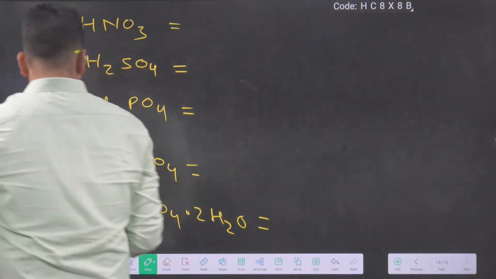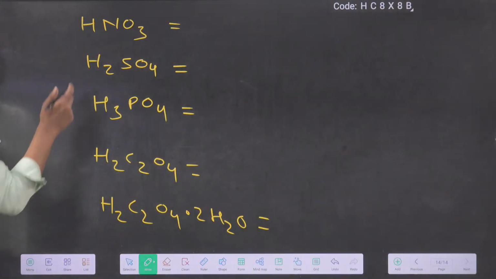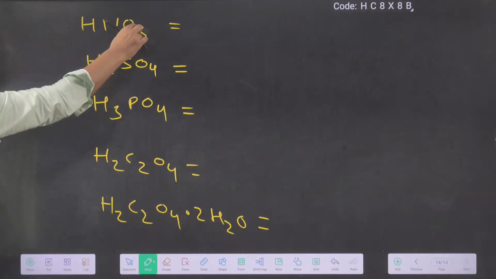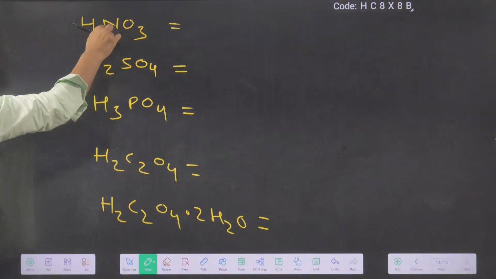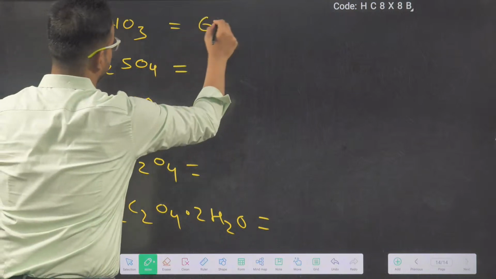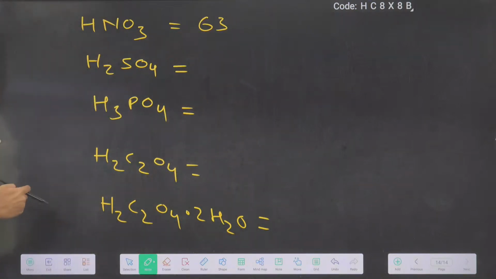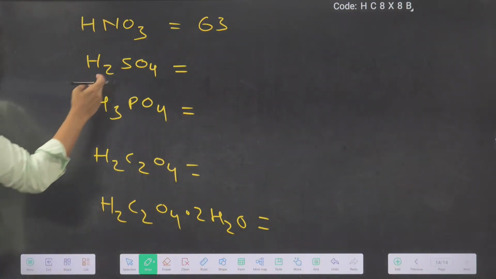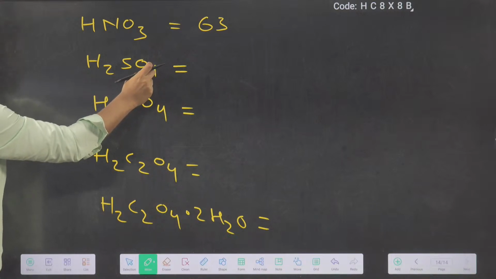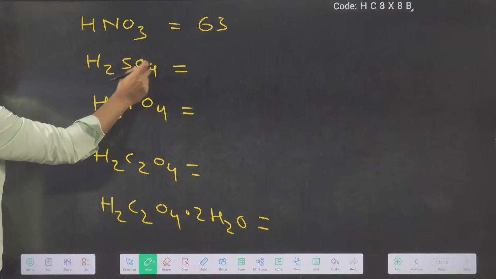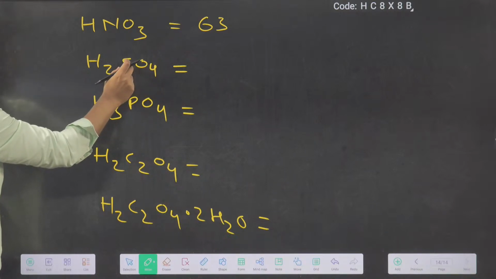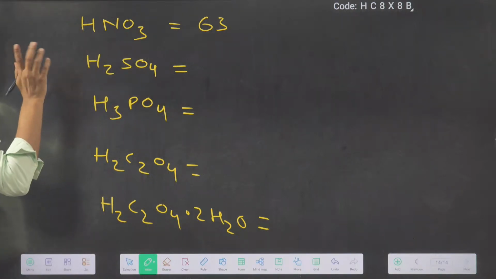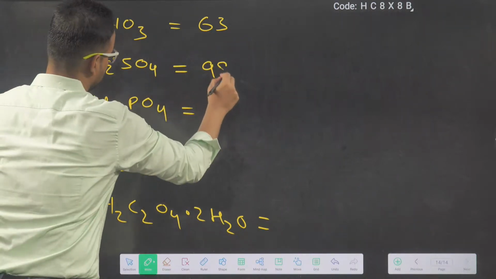Okay, everybody pay attention. HNO3: 16 3s are 48, 48 plus 14 is 62, 62 plus 1 is 63. H2SO4: 16 4s are 64, 64 plus 32 is 96, plus 2 hydrogen, 1 1, is 98.